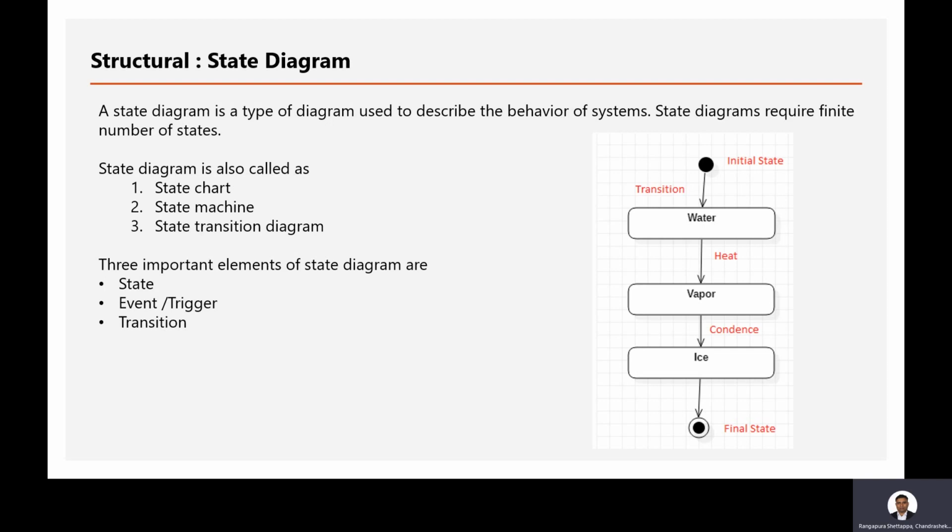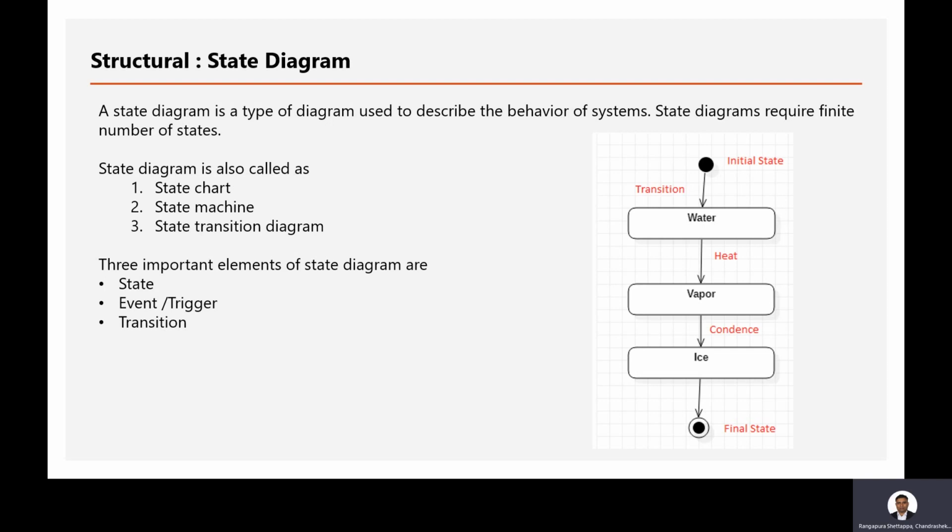State diagram is a type of diagram that is used to describe the behavior of the system, mainly in which state does it exist. State diagrams require a finite number of states. Means it cannot have unlimited different forms of state, and it cannot have unlimited transitions from one state to another state. So it should have a limited number of states. Every state diagram has an initial state and a final state through which it transits.